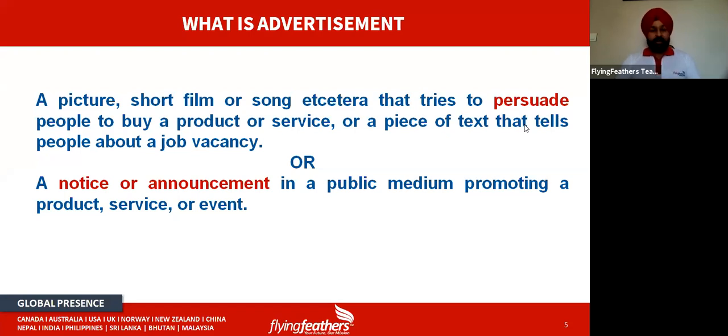It is a picture, short film or song, etc. that tries to persuade people to buy a product or service, or a piece of text that tells people about a job vacancy, right?